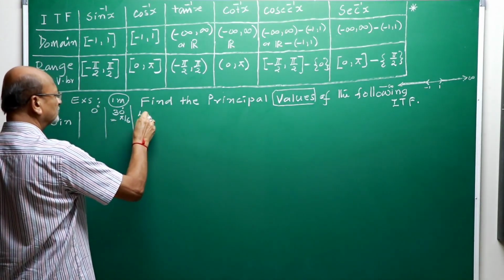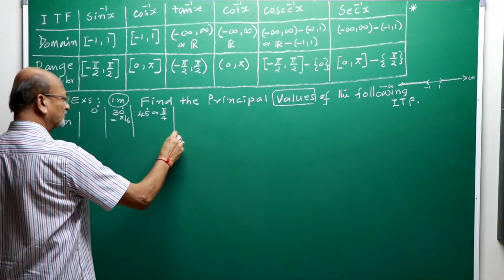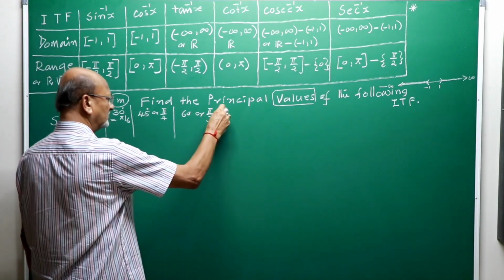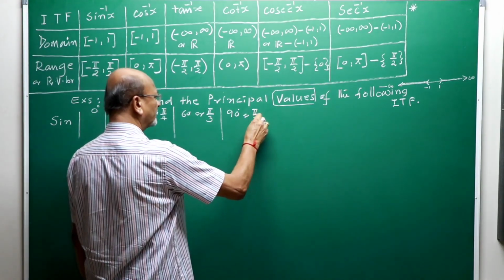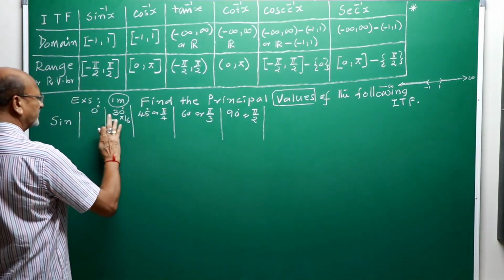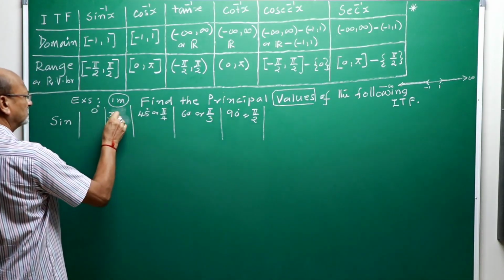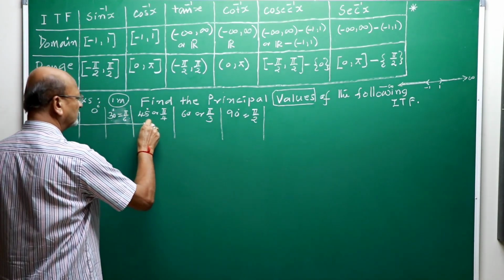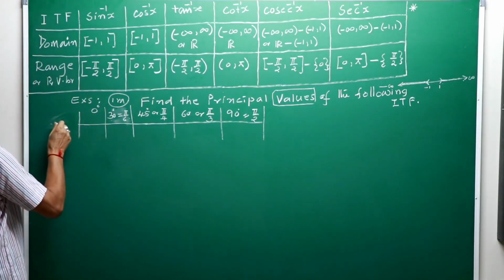Then 45 degrees, or pi by 4. Yes. 60 degrees, or pi by 3. 90 degrees, or pi by 2, my friends. I have mentioned both degrees as well as radians. So these are the angles. I write this sine here first.